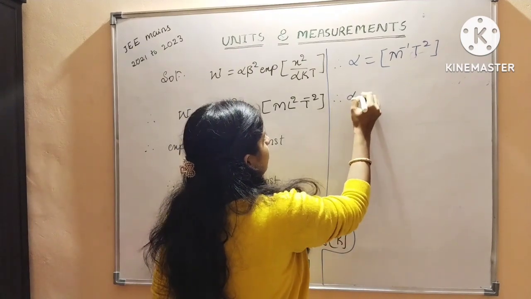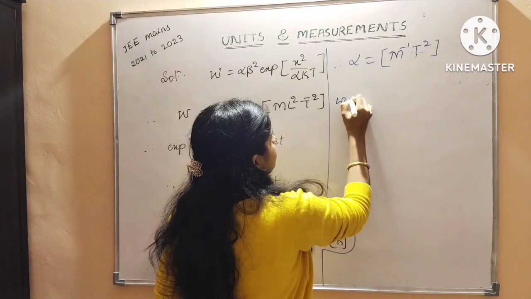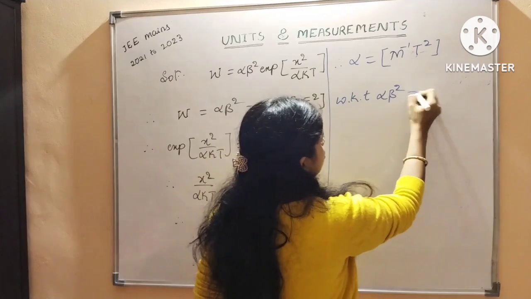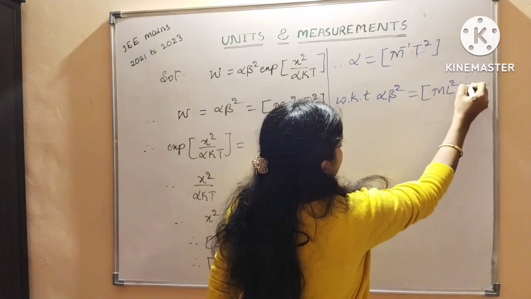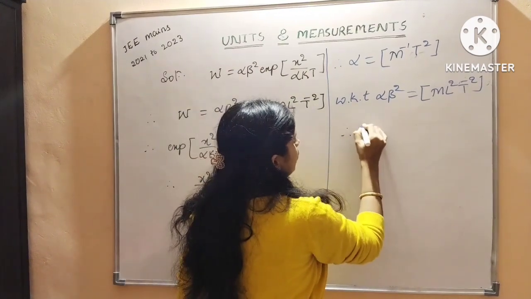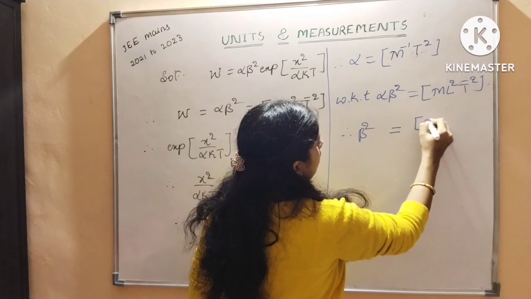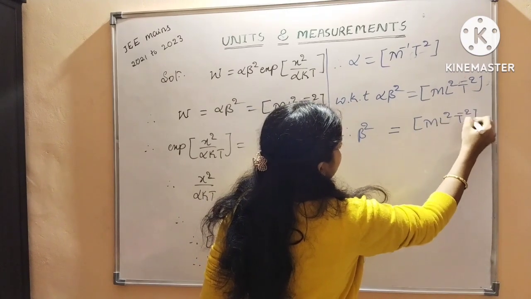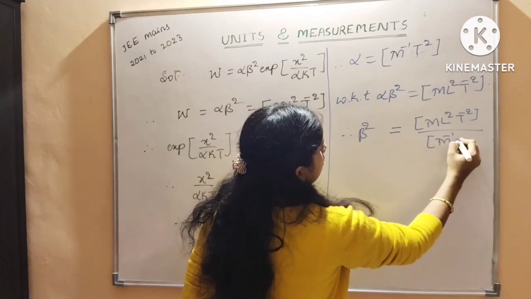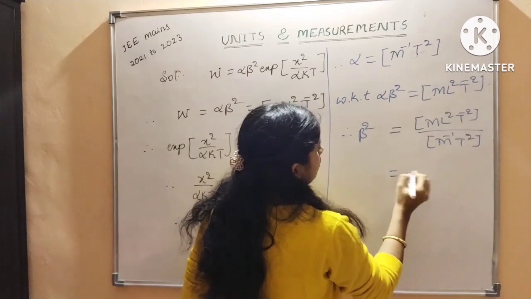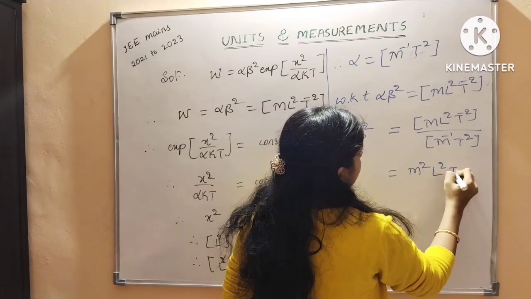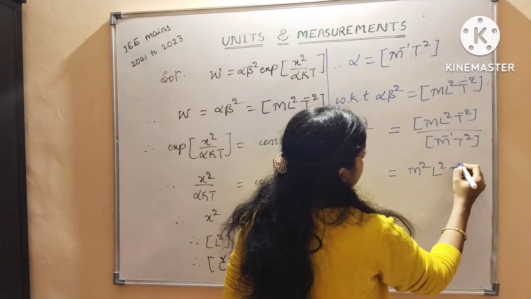Therefore, we know that alpha beta square, what is alpha beta square? m L square t raised to minus 2 is the dimension of alpha beta square. Therefore, the dimension of beta square will be equal to the dimension of alpha beta square by alpha, m L square t raised to minus 2 by m power minus 1 t power 2, which is equal to m by m power minus 1, that is m square, L square t raised to minus 2 by t power 2, that is t raised to minus 4.